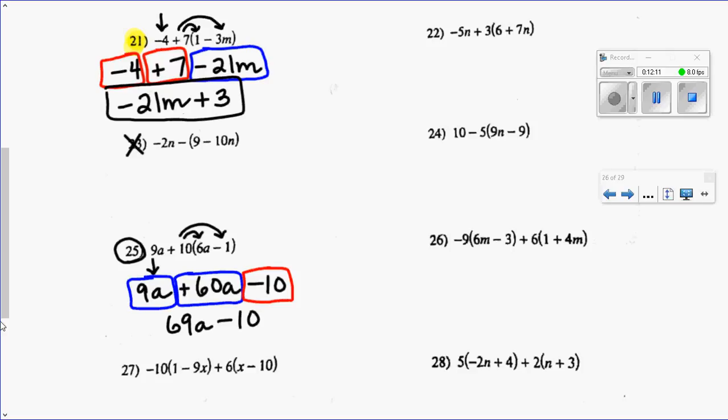And that's it. Remember, nothing to solve. It is not set equal to something. It is just an expression.